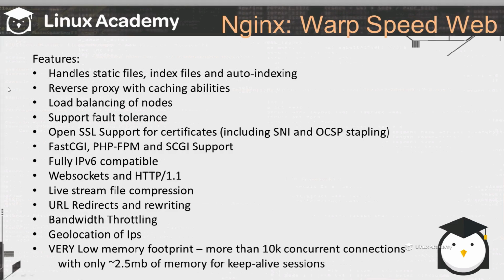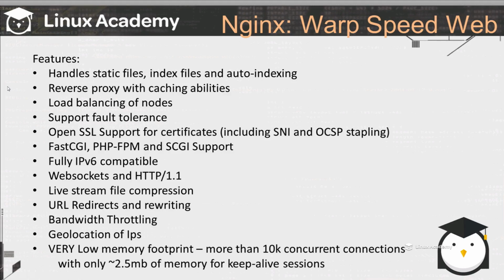FastCGI, PHP-FPM, and SCGI support. Those are just modules in how it handles executable files for authentication and website application development. It's fully IPv6 compatible. Apache is IPv6 compatible, but it's a module addition, and it works much better in 2.4 than it does in 2.2. Whereas with Nginx, from the get-go, IPv6 has been a part of the consideration during its development. WebSockets and HTTP 1.1.